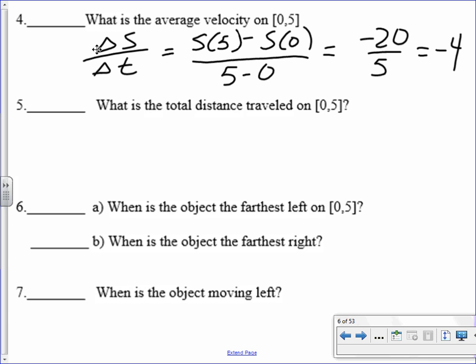Total distance. Total distance is not always the same as displacement. If your object turns around, they're not going to be the same. In order to find the total distance traveled, you need to know its position at the following times: the start time, which is time 0, the finish time at 5, and you have to know where it is whenever it turns around. This object's moving back and forth on a number line, so you've got to know where it is on the number line when it turns around. And we just figured that out before. We found out that it turned around when t was equal to 2.